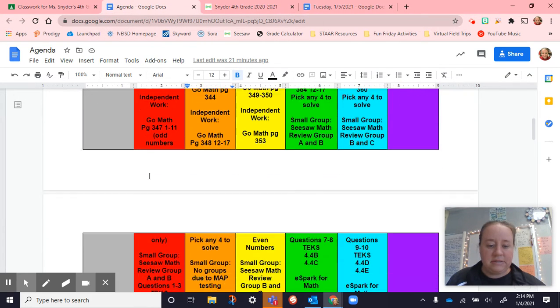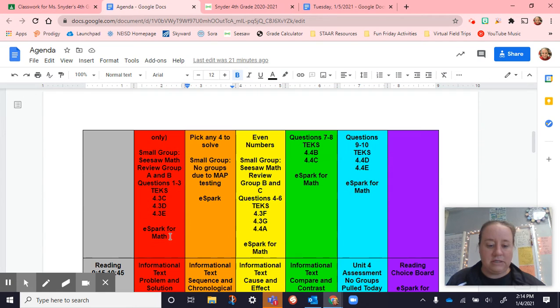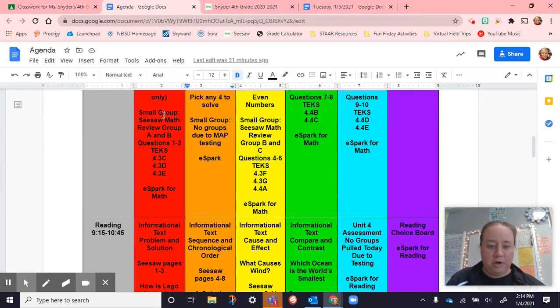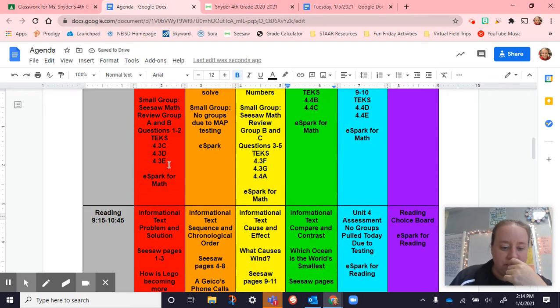Then it says to make sure that you're doing eSpark for the math section. In small group today, I worked with groups A and B. We actually did just the first 2 questions. And so let me change this. We'll do 3 to 5, and then 6 to 8. All right, so we did the first 2 questions with those groups there.